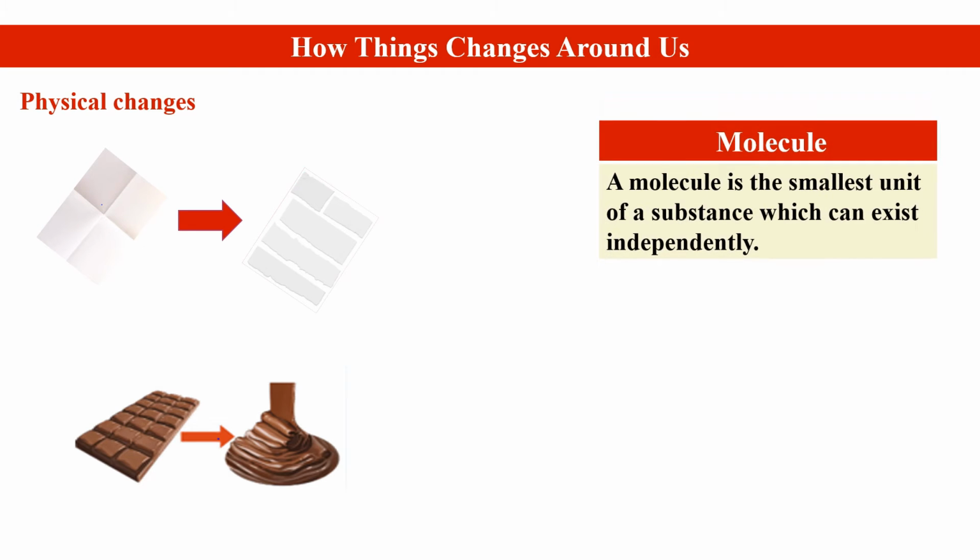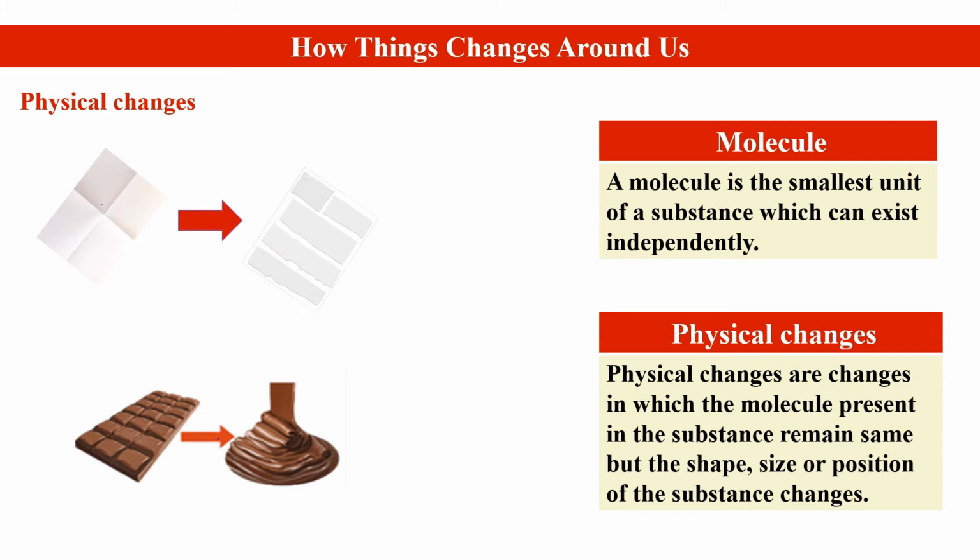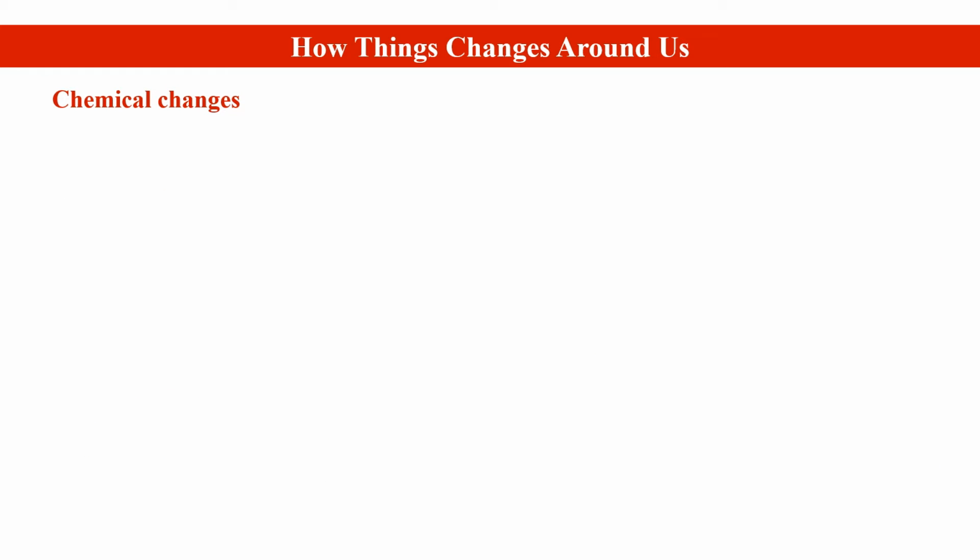So you may be wondering what molecules are. A molecule is nothing but the smallest unit of a substance which can exist independently. Now let us study the definition of physical changes. Physical changes are the changes in which the molecules present in the substance remain the same, but their shape, size and position change.